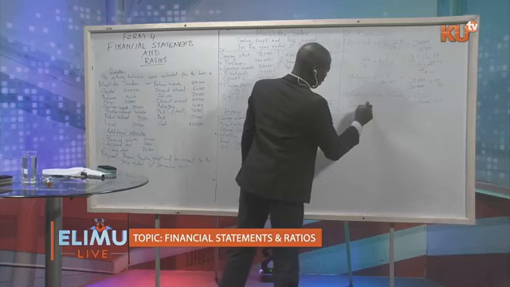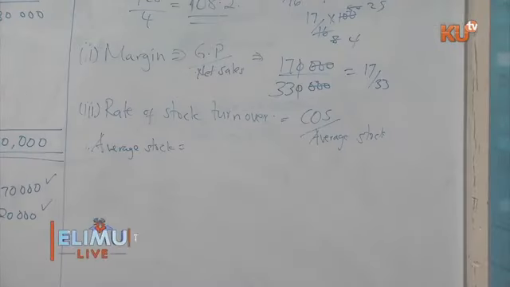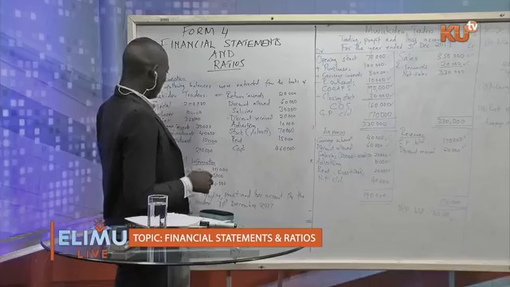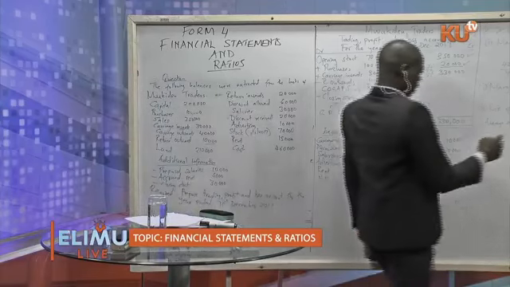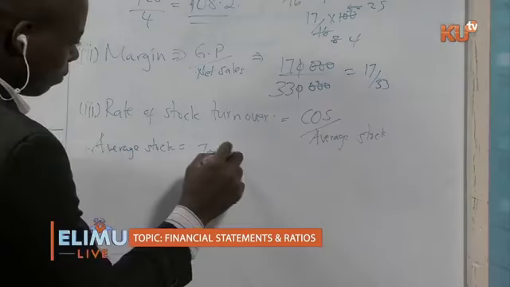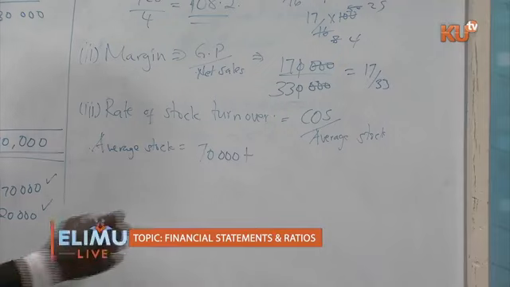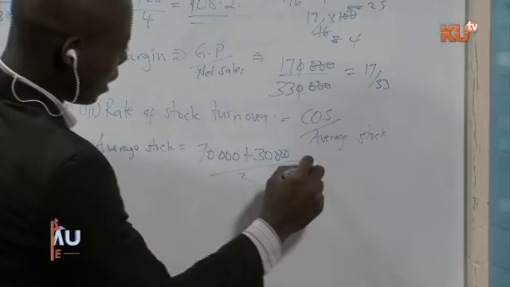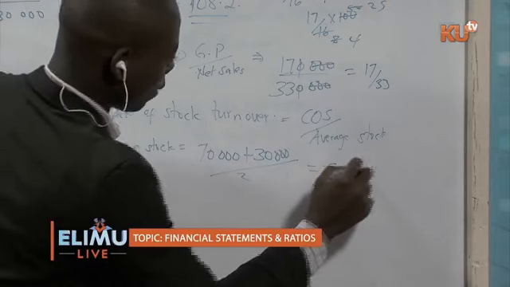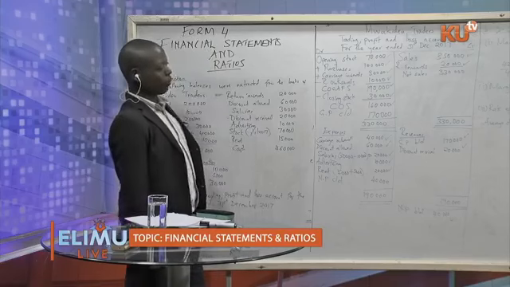Average stock is given by the opening stock, we add the closing stock, and divide it by 2. Our opening stock in this case is 70,000. Our closing stock will be 30,000. So we add 30,000, then we divide by 2. That is 100,000 divided by 2, giving us 50,000. So our average stock is 50,000.